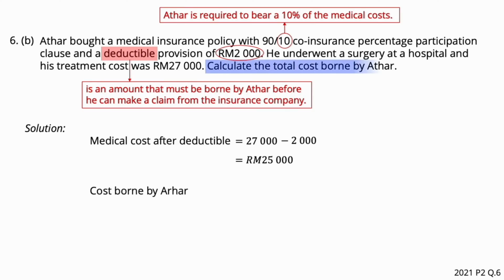Calculate the total cost borne by Atta. Atta is required to pay 10% of the 25,000 and add up with the deductible 2,000. 10% of 25,000 plus 2,000, the total cost borne by Atta is 4,500 ringgit Malaysia.